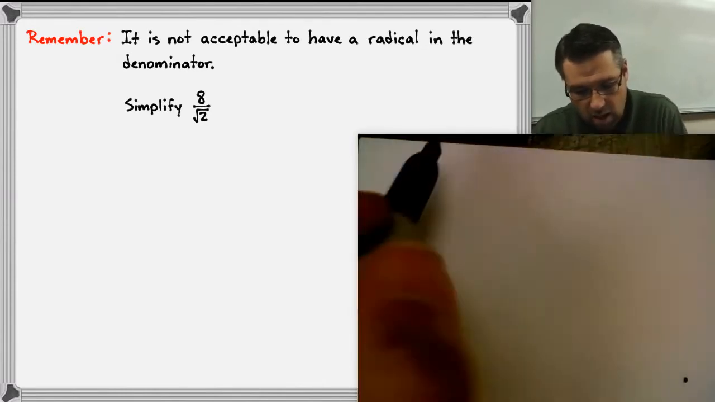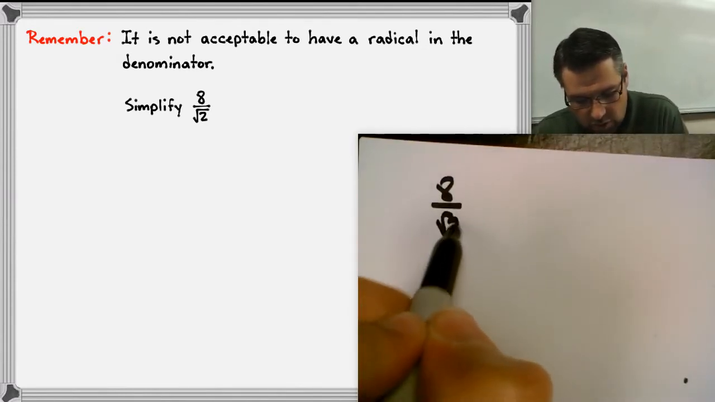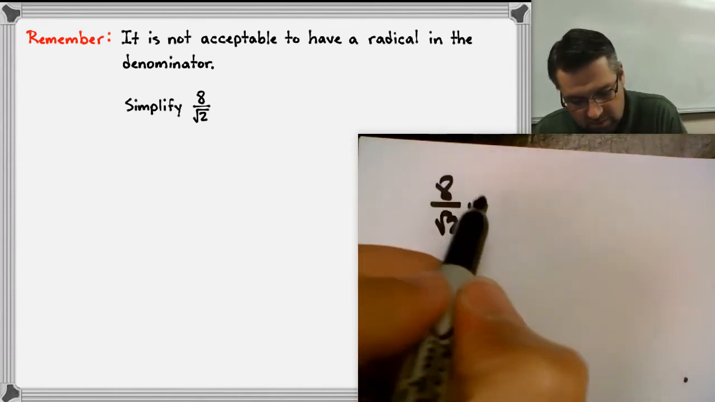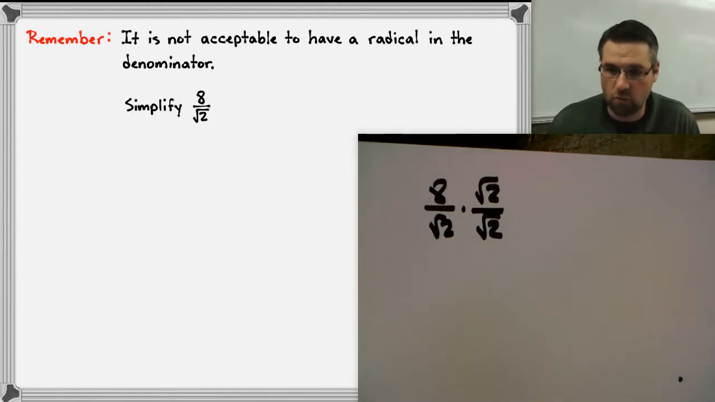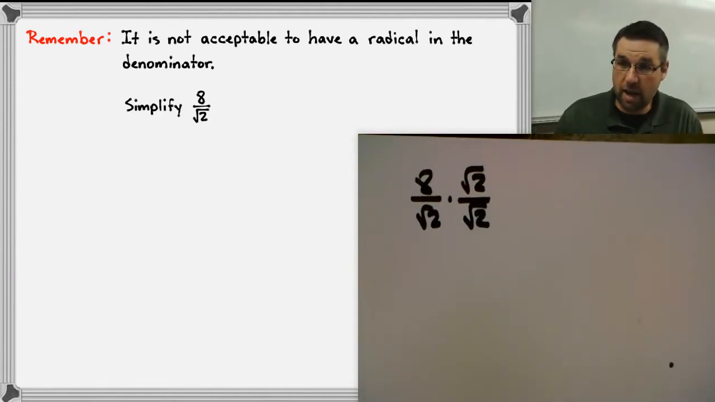Remember, we got 8 over radical 2. The way we get rid of that is by multiplying by the magic number 1. We multiply by radical 2 over radical 2, because radical 2 over radical 2 is 1. So we're not changing the value, we're just changing the way it looks.